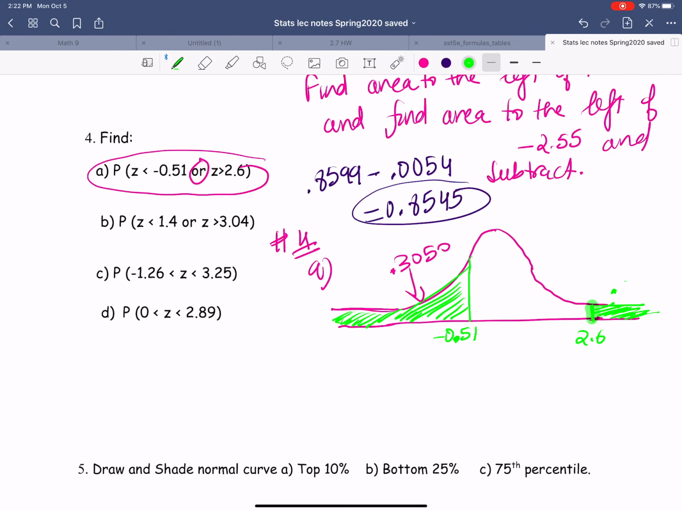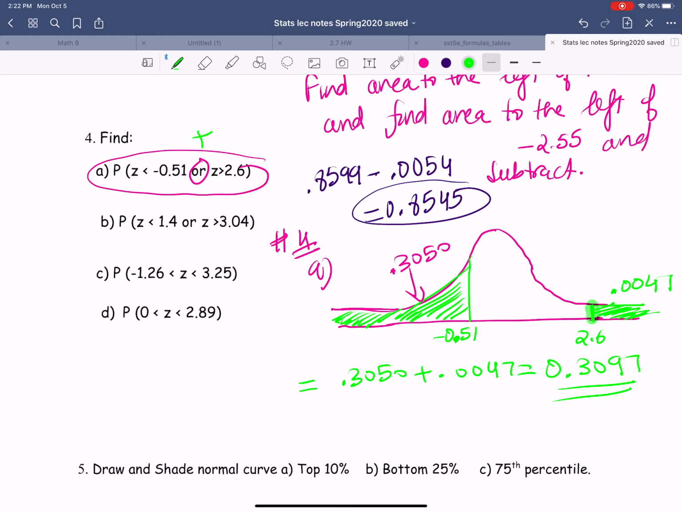So this is 0.0047. Now, whenever you have or in the middle, you're going to be adding these two areas, and that means or means plus. So 0.3050 plus 0.0047. When I add them up, it turns out to be 0.3097. Okay, turns out to be 0.3097.